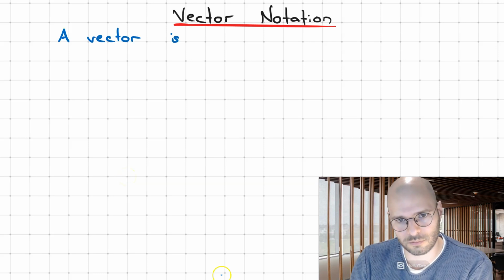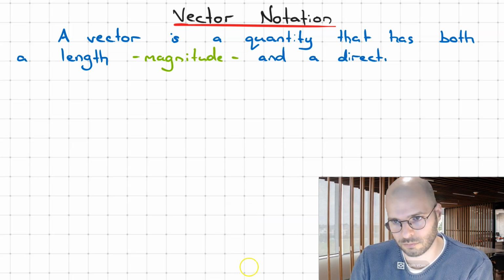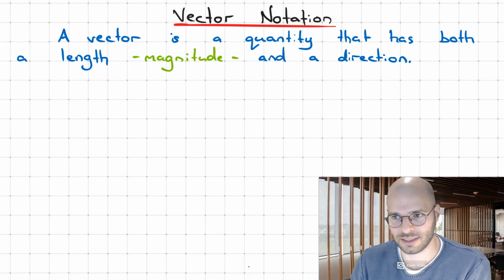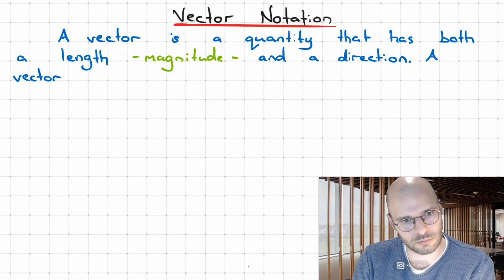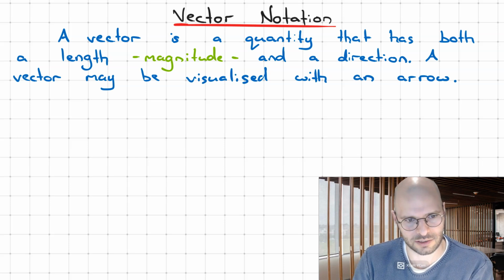Firstly, a vector is a quantity that has both a length, also known as a magnitude, and a direction. A vector may be visualized with an arrow, so the geometric way of representing a vector is by drawing an arrow. Now let's have a look at how this works using an example.